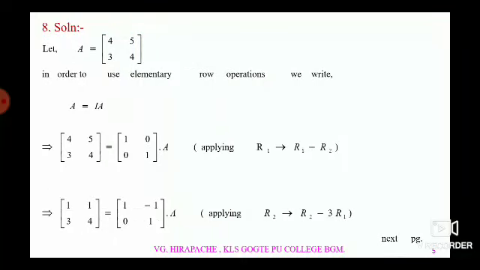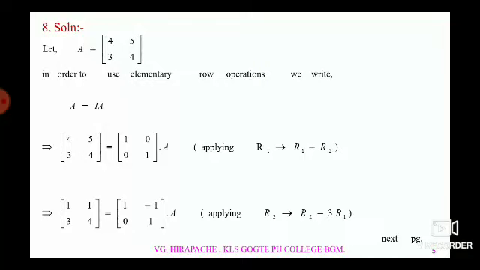Dear students, let me take one more example. Question number 8. Let matrix A be equal to the matrix containing the first row 4 5, second row elements 3 4. In order to apply the elementary row operations, we write A is equal to IA. Therefore the matrix A elements on the left hand side are 4 5, second row elements 3 4, is equal to the unit matrix 1 0 0 1 into matrix A.